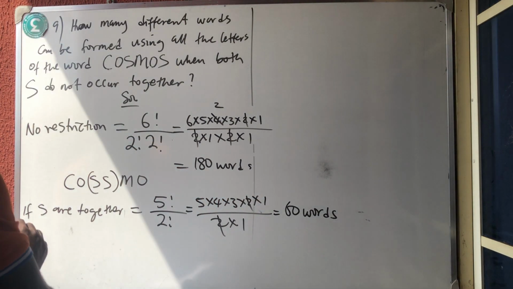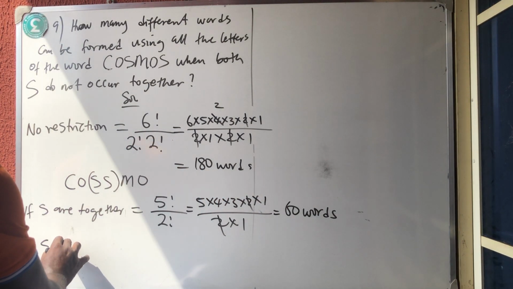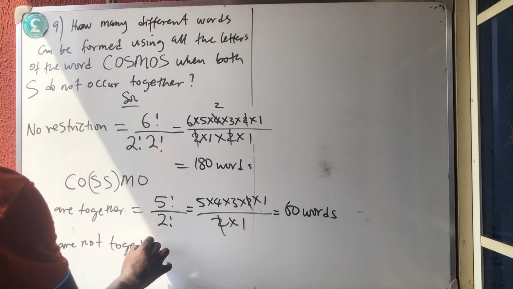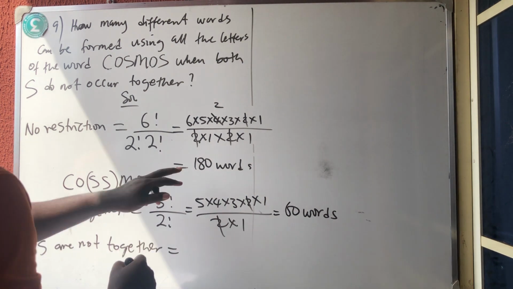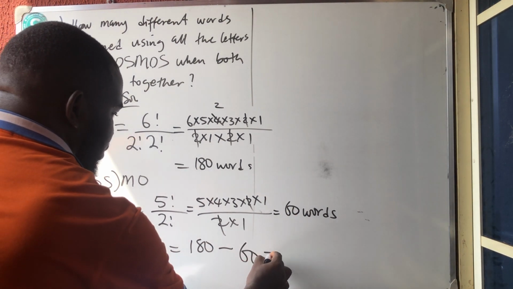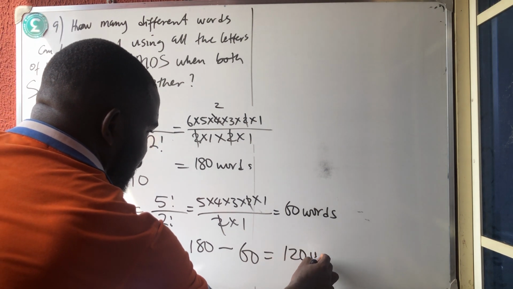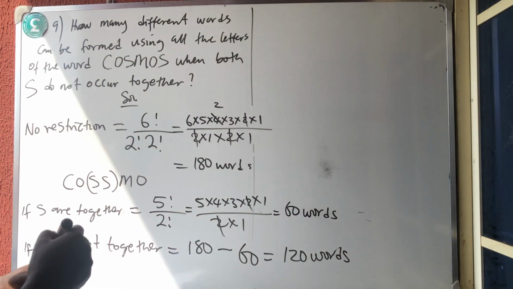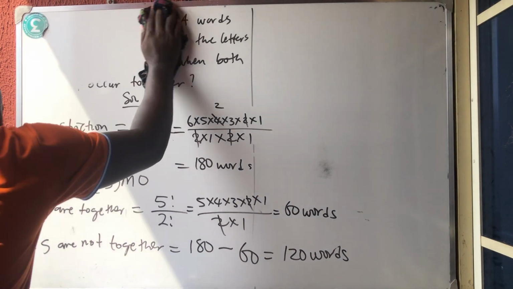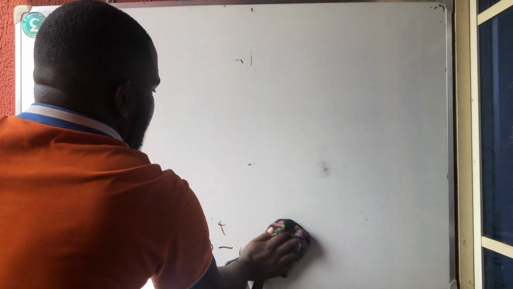So when they are not together, if S are not together, it's simply without restriction, which is 180, minus when they are together, 60. Which is what? 120 words. Okay, as simple as that. 120 words. So the 10th question. Question number 10.